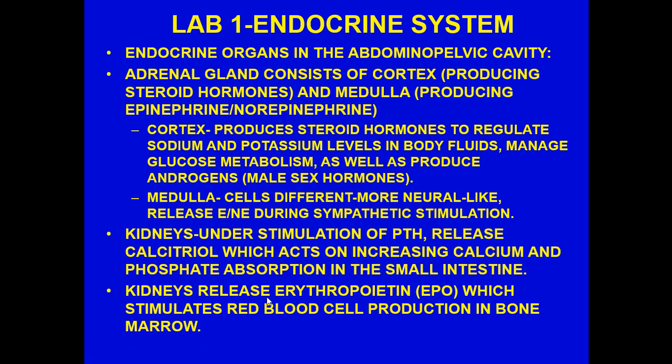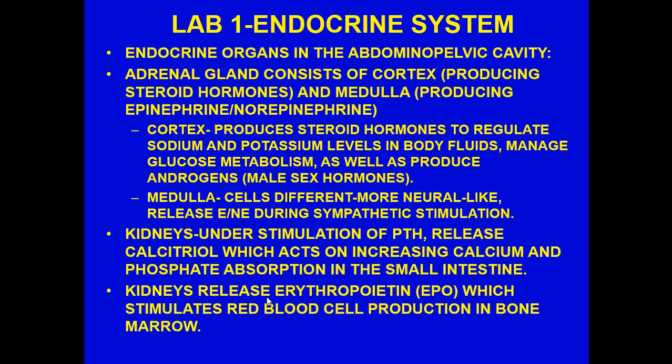Further, the endocrine organs in the abdominal pelvic cavity include the adrenal gland, which consists of the cortex. This is the outer layers, and they produce steroid hormones. And the medulla, the inner core structure that produces epinephrine and norepinephrine. Now, the cortex produces steroid hormones to regulate sodium and potassium levels in the body fluids, manage glucose metabolism, as well as produce androgens. These would be considered male sex hormones, but interestingly enough, the androgens coming from this cortex can be used by females, and they are biochemically altered to estrogens.